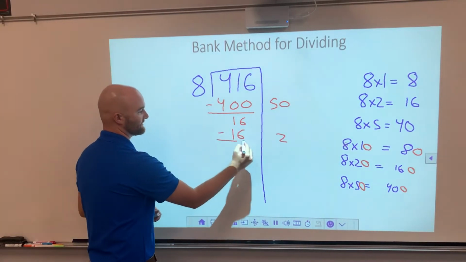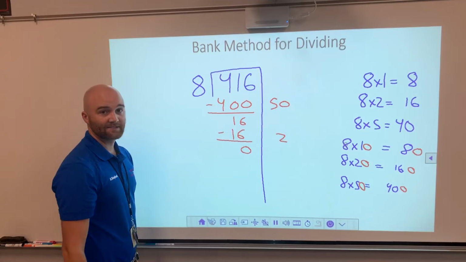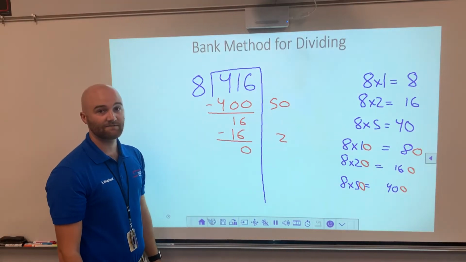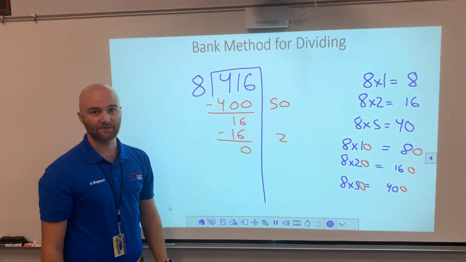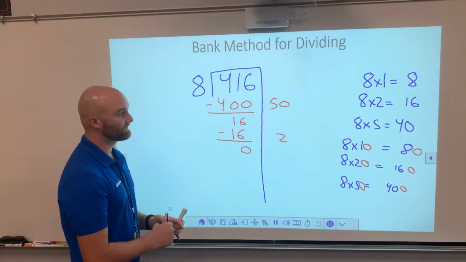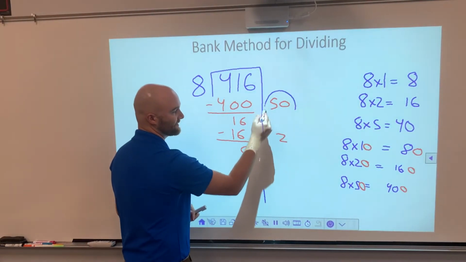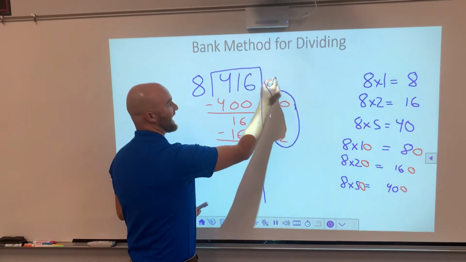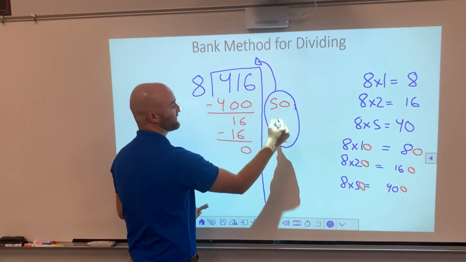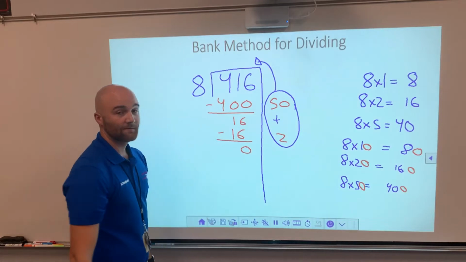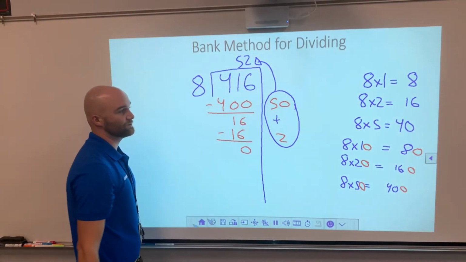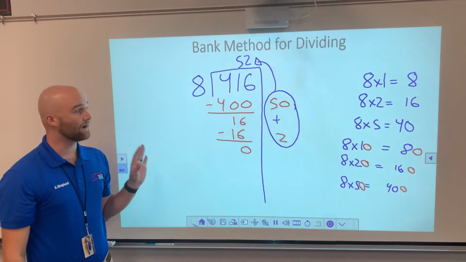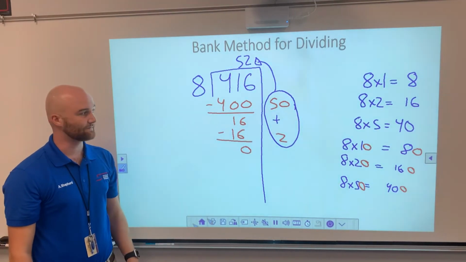Then I'm going to subtract, and since I have nothing left to take away, I know that I've actually found my answer. Wait a second, doesn't look like I wrote an answer up here. Well, all I have to do is I have to take these ones and I have to add them together to find my answer. 50 plus the 2 gives us our answer of 52. Okay, let's go over that again and then we'll try another example.